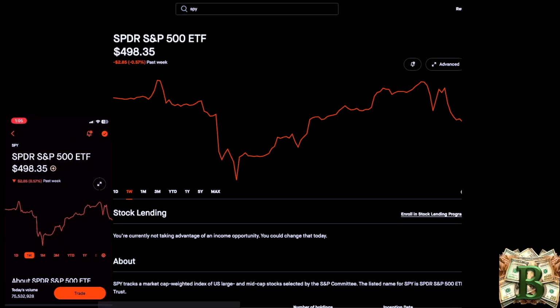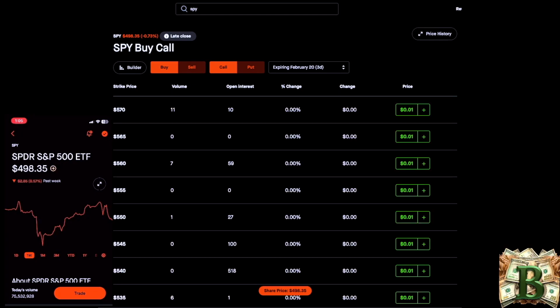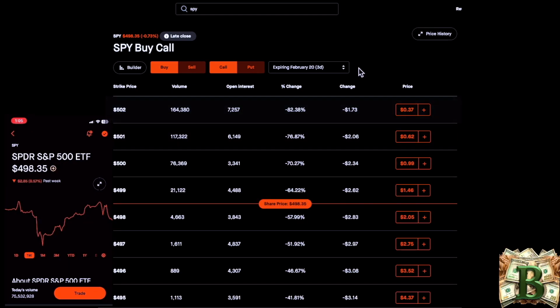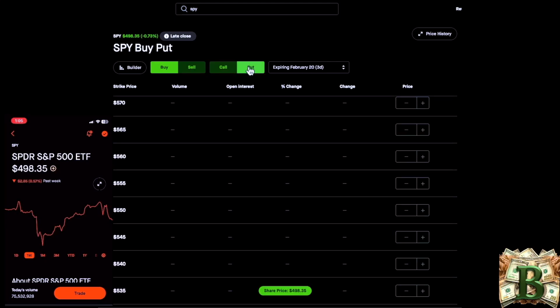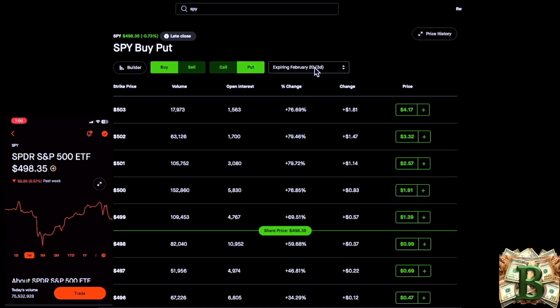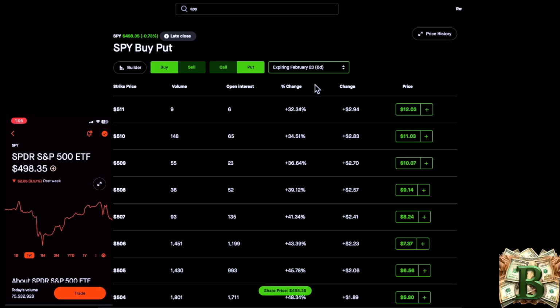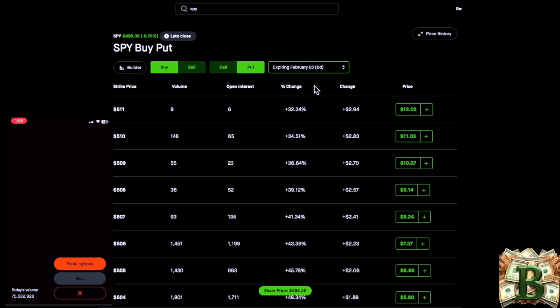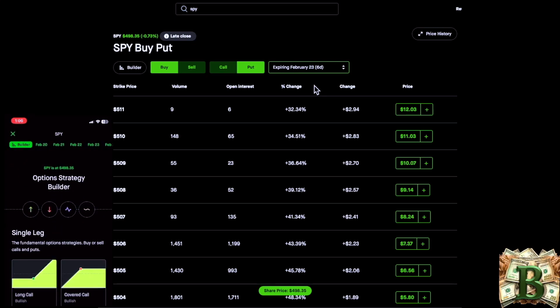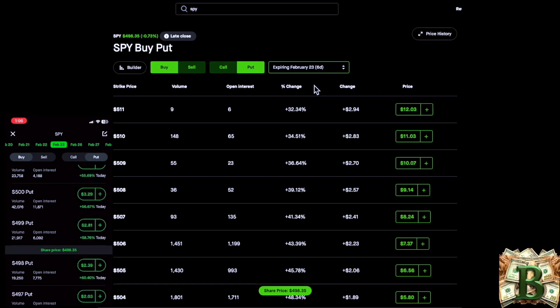So I'm going to open up the SPY option chain right here. And then you'll see buy, sell, and then you have call. And then we're going to focus on puts. And then you have your expiration dates. Let's do the 23rd of February, because actually I am in some SPY put options on a different brokerage, for the 23rd. Hopefully y'all can see all this.